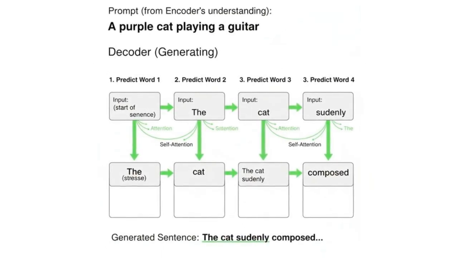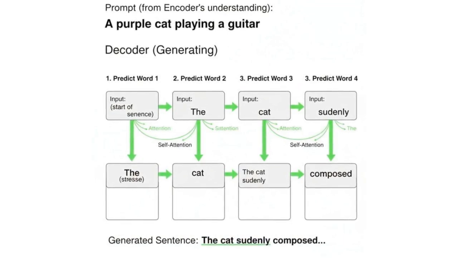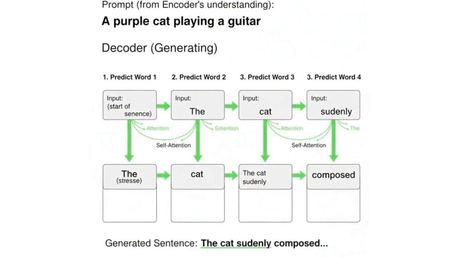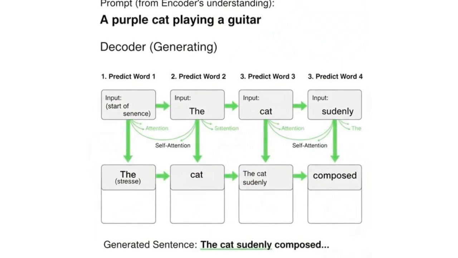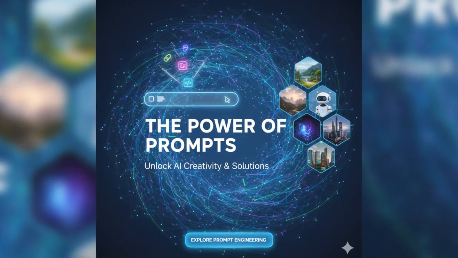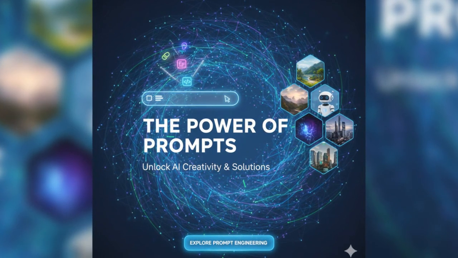The decoder, generating. This part takes that understanding code and starts writing the response. It predicts the next best word, one word at a time, based on everything it understood from the encoder and all the words it has generated so far. It keeps going until the sentence or story is complete.